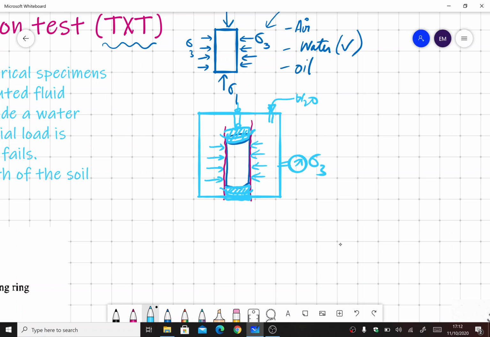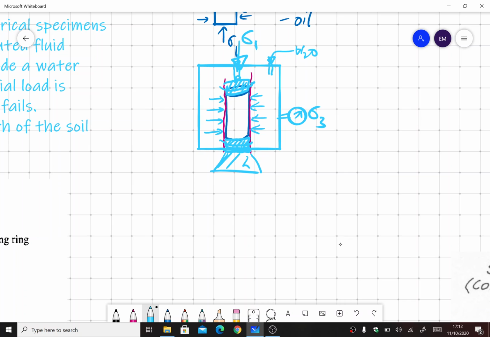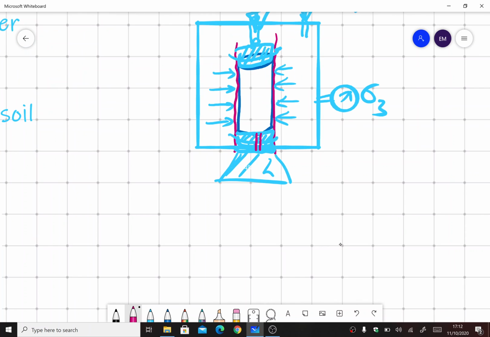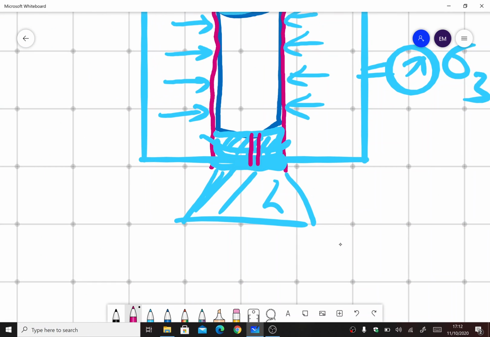Now this is called sigma 3, and along with that, this is the pedestal on which the specimen is placed, and from the top we apply the vertical load, which we call sigma 1. There is one more important piece of information to note: at the end of the specimen, in the lower pedestal, there is an inlet valve. Actually, let me zoom that up and let me remove this.